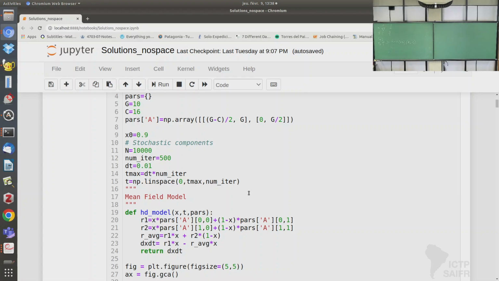So if you look at the pseudocode, the function essentially writes down that equation, right? So x times the matrix entry 0, 0 is the payoff of a hawk against a hawk. Plus 1 minus x times the matrix entry 0, 1 is the hawk against a dove, right? Yeah, okay.